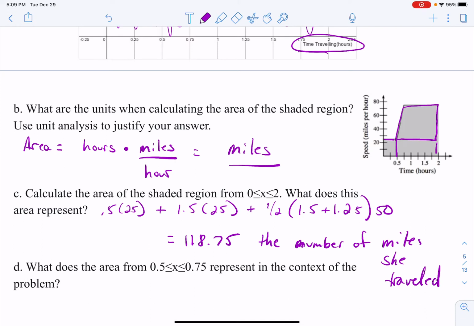So what does the area from 0.5 to 0.75 represent in the context of this problem? So this section of the graph right here represents the distance she traveled while accelerating.